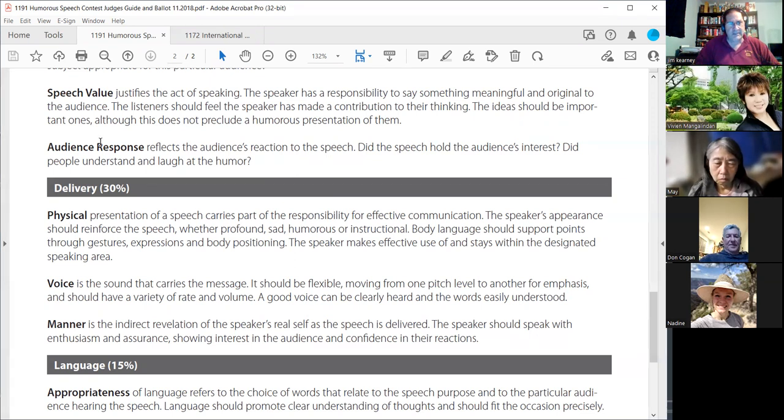Now, this is the one that we were talking about earlier, the audience response. This is the extra piece that the judges are looking for, especially during this humorous contest. Because when you're telling a joke and you're trying to get the audience to interact, you want to hear the audience laugh. And if the judges don't hear them laugh, then the joke sort of fell flat. So they look for this response for humor, and they'll judge it accordingly.